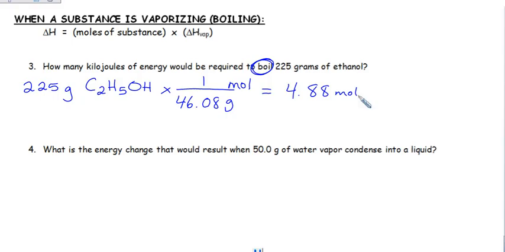All right, so here we go. Delta H, change in heat. And yes, there is a change in heat even though the temperature is not changing. We're doing a major phase change here. Moles, 4.88. And then heat of vaporization is a constant that you find on a chart.